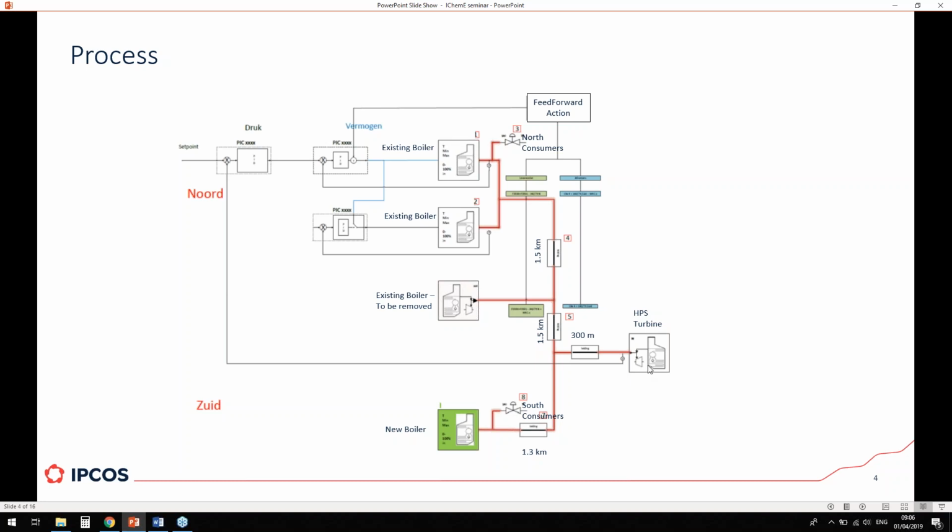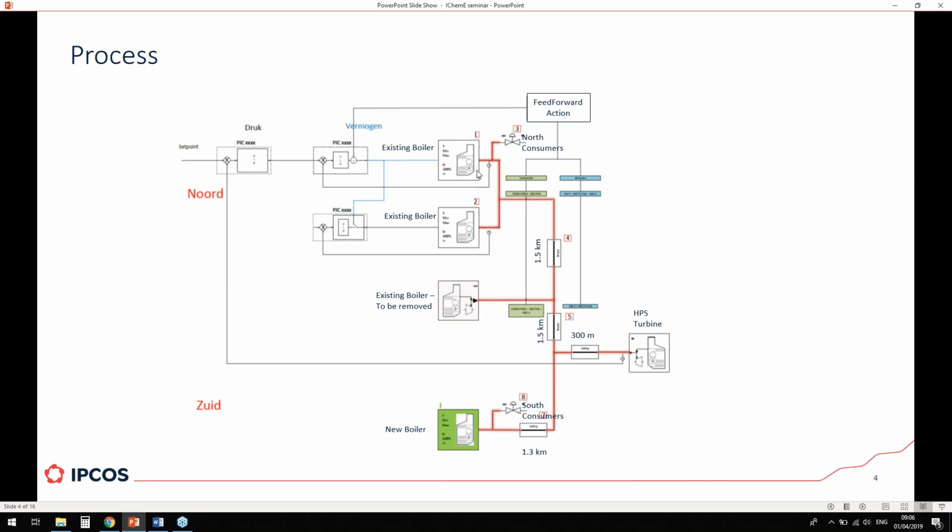And then they have another boiler working at the moment, which is basically in the middle of the network, providing up to 300 tons an hour of steam. As you can see, that's the existing boiler. And the big change they want to make is to remove this middle boiler, the one in the middle section of the network, and actually install a new boiler in the southern part of the network.